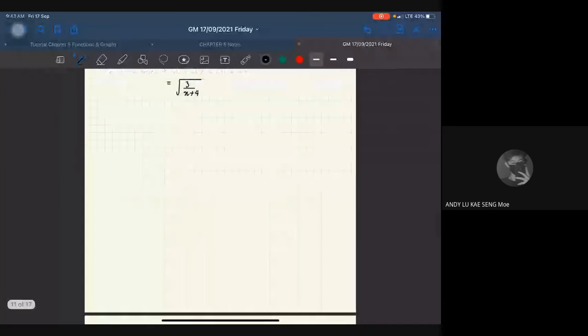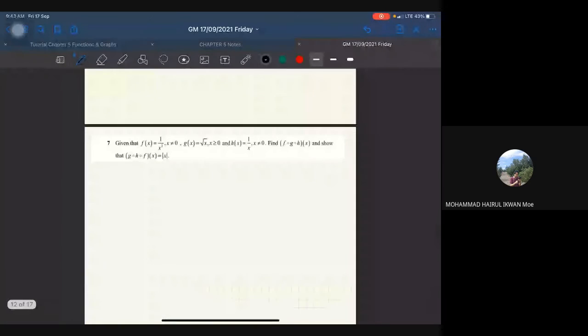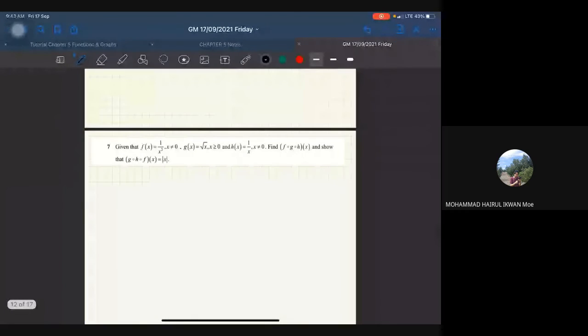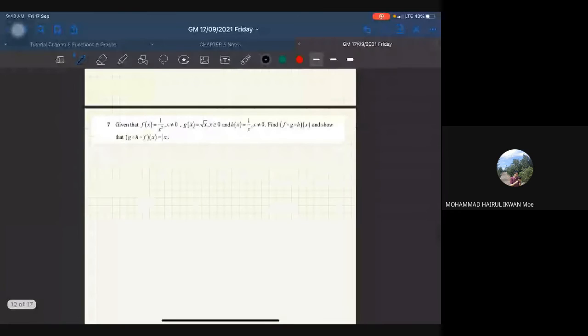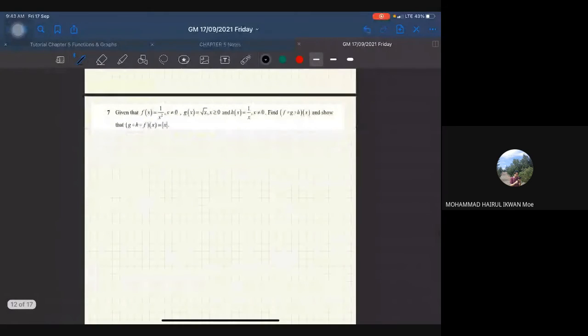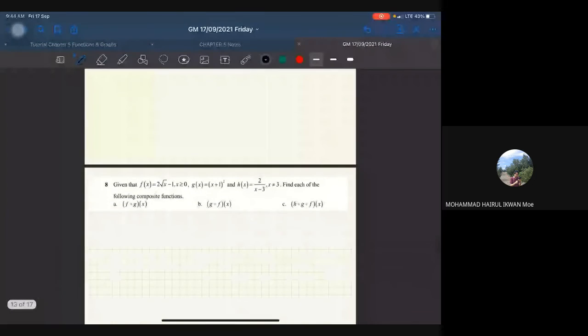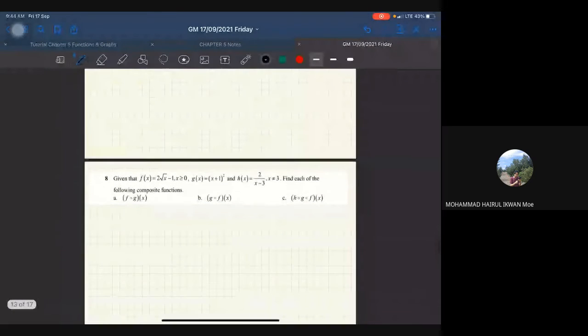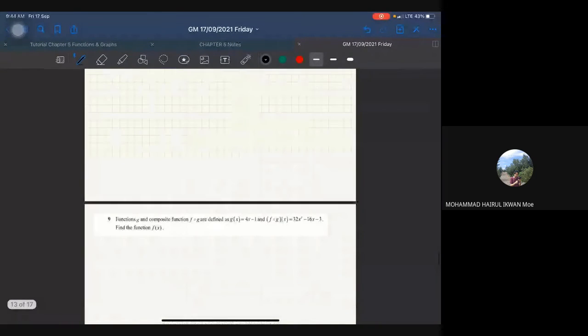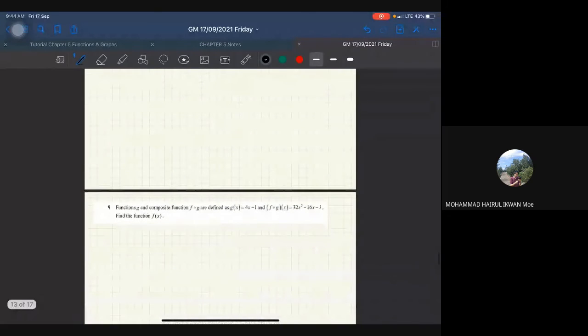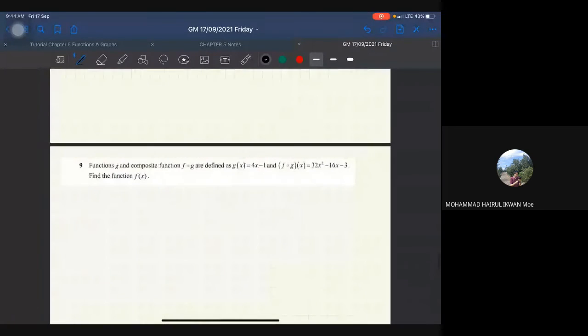Okay, so kalau tak ada, kita try pergi soalan seterusnya. Tak ada. Okay, good. Alright, sekejap saya tulis soalan. So this one is you have fx and also gx. This one is sama juga, compose. Okay, so kalau tengok nombor 9.